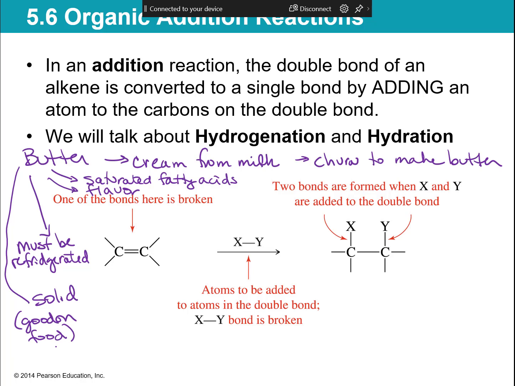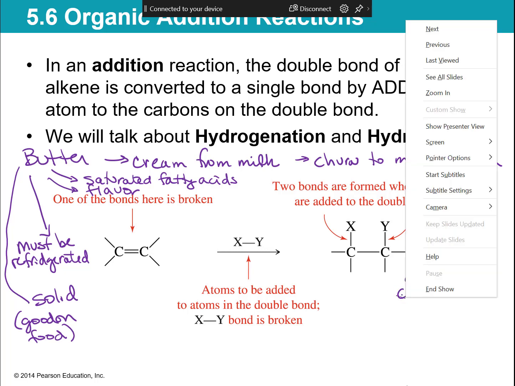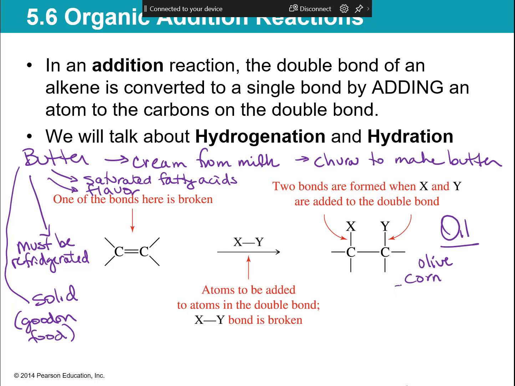But then let's look at oils. Okay, so oil is extracted from a plant, most of them. Most of your oils, so we'll say from the olive, from the corn, from the sunflower. So the seeds are pressed and the oil is collected.